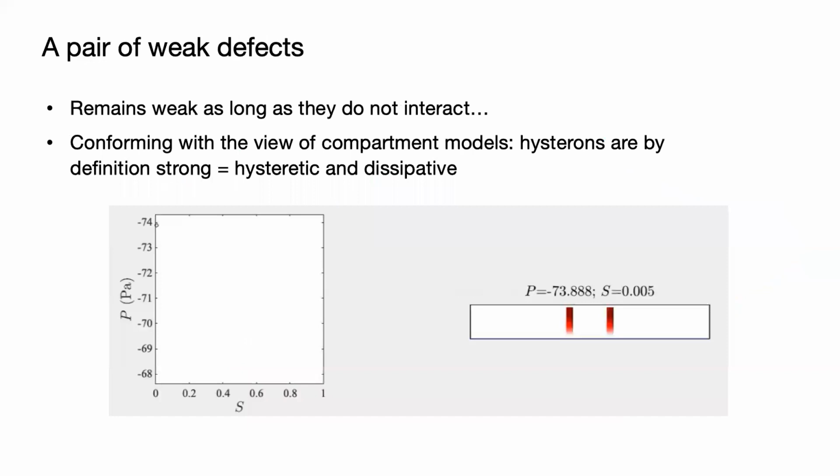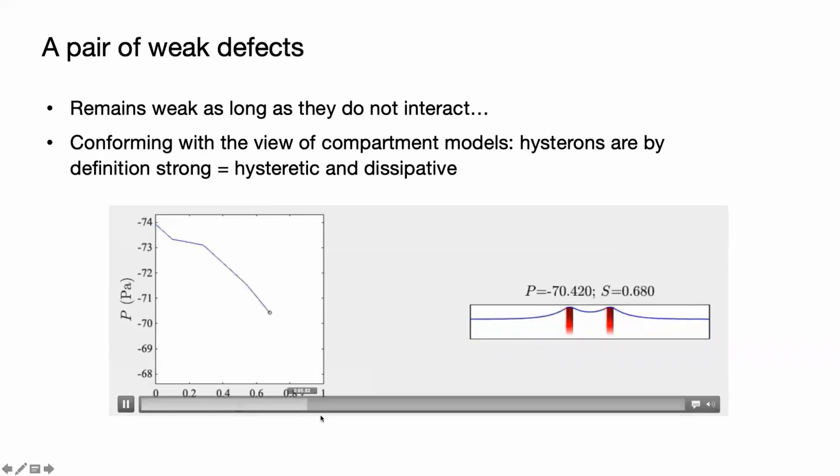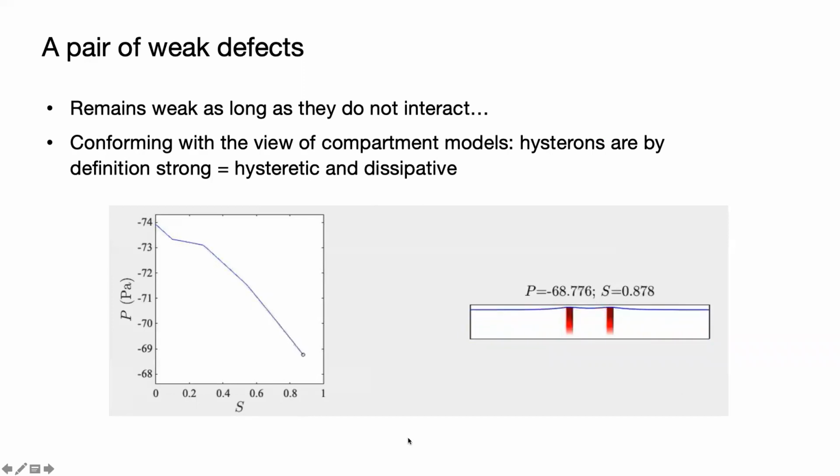Now we can take two of these defects and put them far enough together, and as you would expect, this combination remains weak, so that the advancement in imbibition and drainage are completely reversible, including the exit in drainage or the entry in imbibition. So now you will again undeform and live quietly without dissipating any energy. And this is not surprising. This is actually conforming with the view of the compartment model, where hysterons are by definition strong. So if they are weak, if they're not hysteretic, you have no dissipation and no hysteresis.